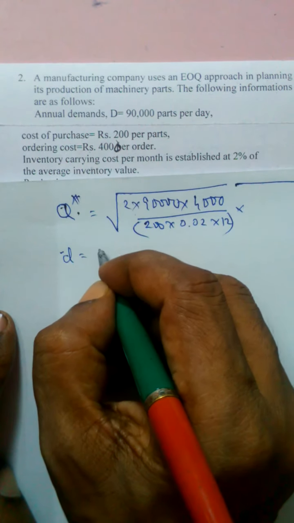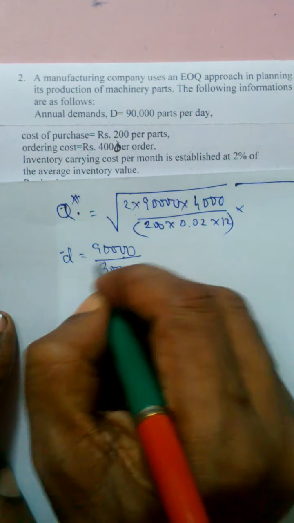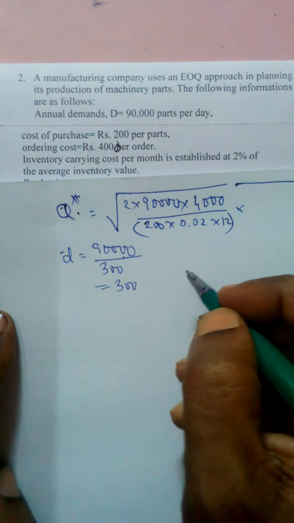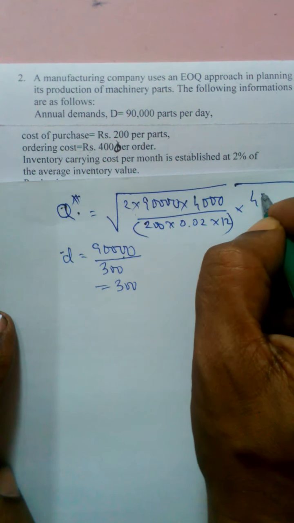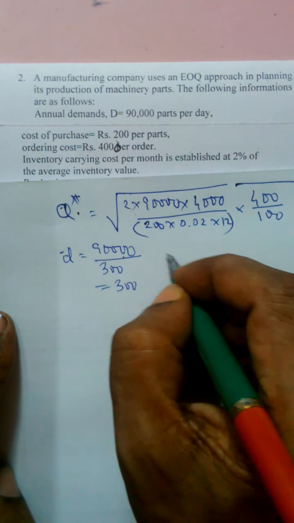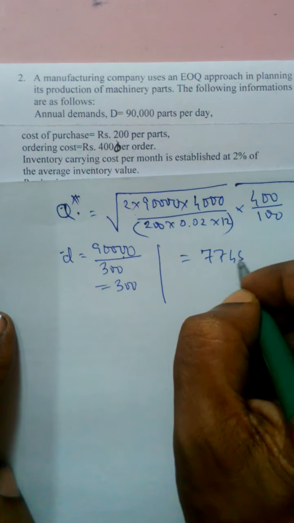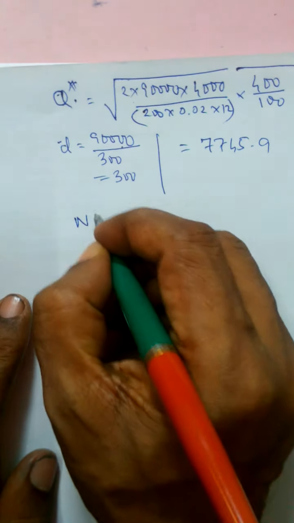demand, annual demand, is your 90,000. So what is small d? 90,000 divided by 300 working days given. So small d, the daily demand, is 300. So what is the difference between P and D? That is 100. So P is the numerator and this is the denominator, and now you simplify. After simplifying, your result is 7745.9.